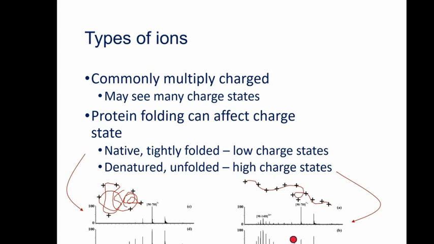In this example, you can see that some of the protein is potentially in the native state here, a mixture of native state charge state distribution and the denatured one that are more highly charged.